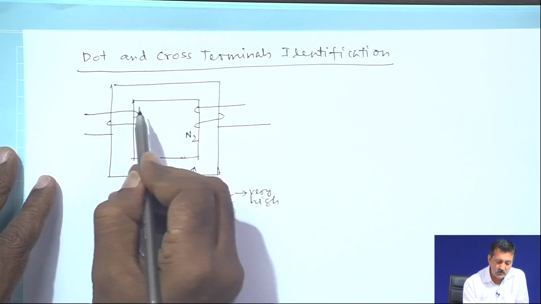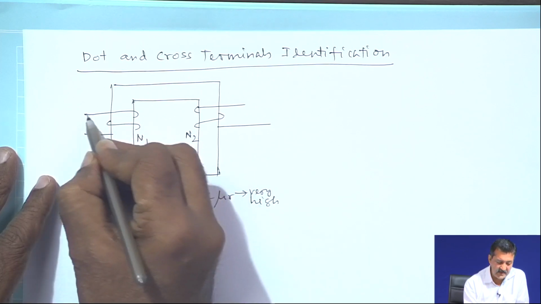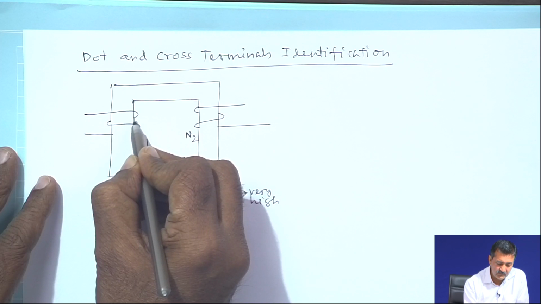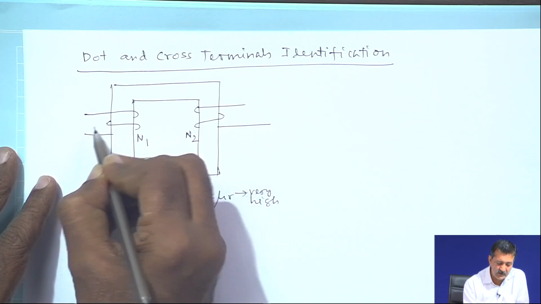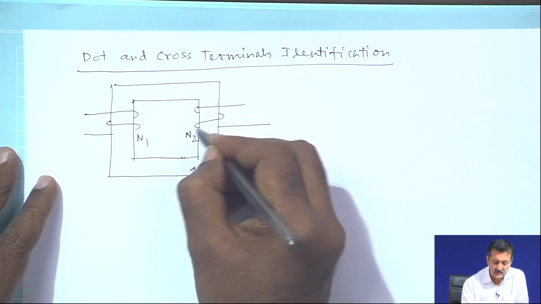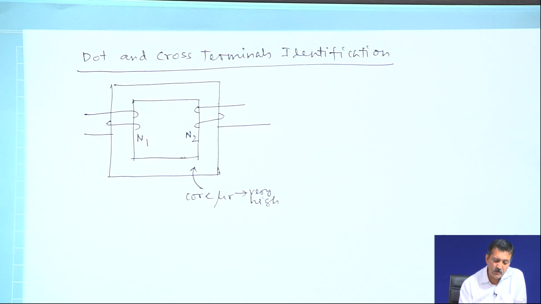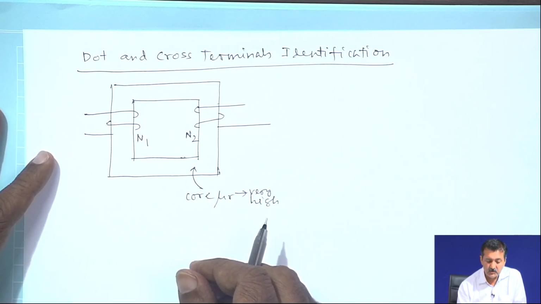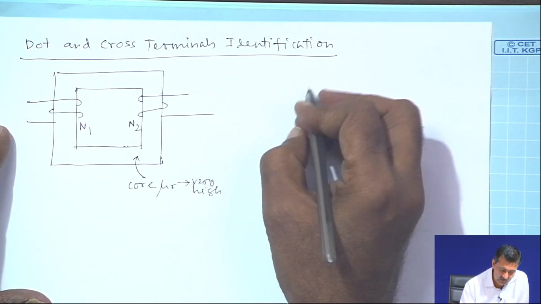I hope you do not have any difficulty in understanding the way it has been wound. It has been wound this way, going up, then coming from below, and then coming up, and then going here, and then another one is also going up. Now, just from this we should be able to identify which terminal we should think of as a dot terminal. But is this the only way we can wind it? No, we can wind it another way. Let us see another way we can wind it.